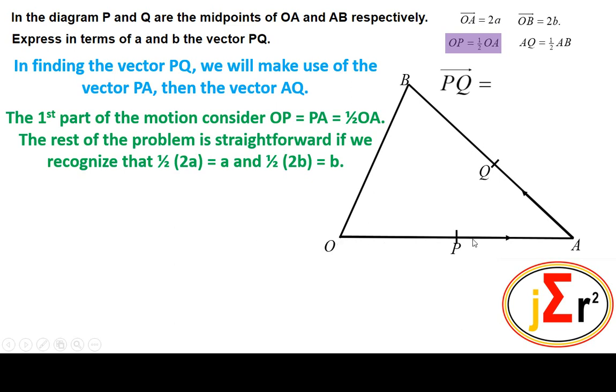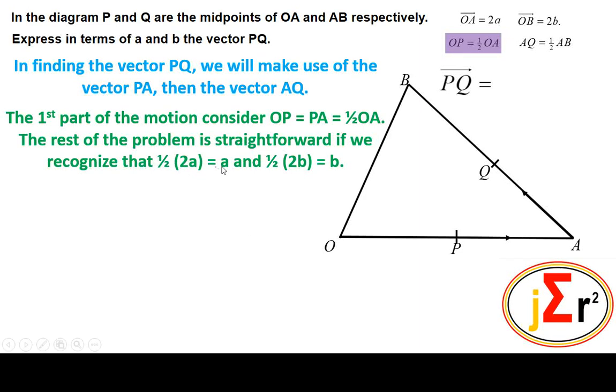P is the midpoint of OA. P being the midpoint of OA means that the vector that goes from O to P should be half of the vector that goes from O to A, because it is the midpoint. Also, being the midpoint, the vector from P to A is the same as from O to P, because each of them is a half of the entire vector that goes from O to A. That is not strange. Now the rest of the problem is straightforward if we recognize that a half of 2a is a and a half of 2b is b. I'm sure that those two minor statements do not require any unraveling.